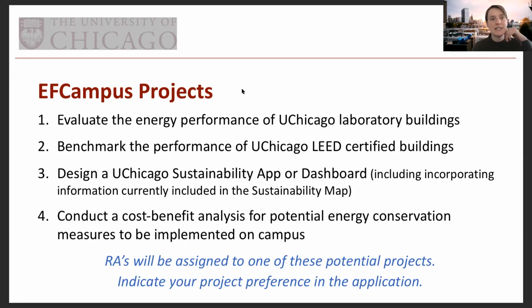So the first 2, just to give you a quick summary, are really around building performance, campus buildings. The third, project number 3, is around increasing transparency and the availability of data via some kind of app or dashboard. And the last one is a cost-benefit analysis, so really understanding a return on investment and what different interventions can yield.